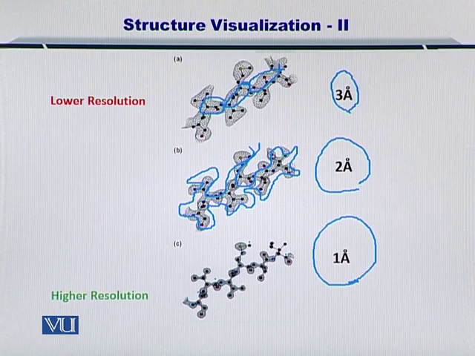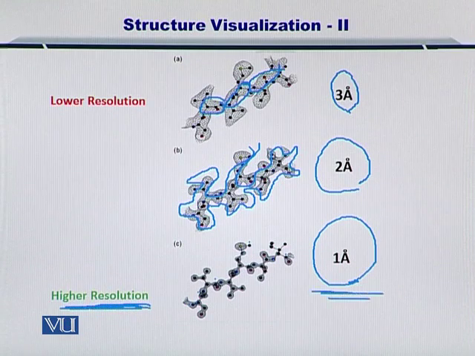So it means that this is a higher resolution model, 1 angstrom resolution, and this is a low resolution model. In simple words, 1 angstrom resolution helps you to visualize those atoms that are within the measurement range, while at 3 angstrom, only the bigger atoms are visible, and sometimes they are also overlapped.